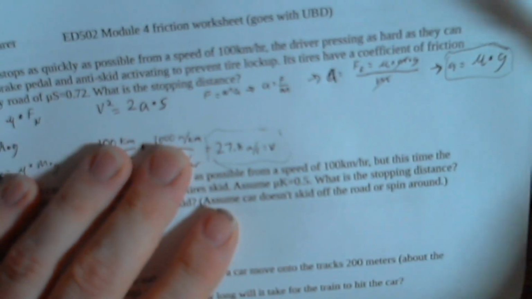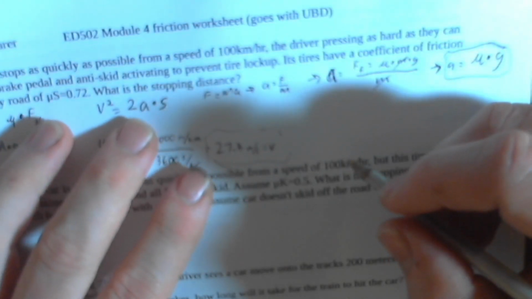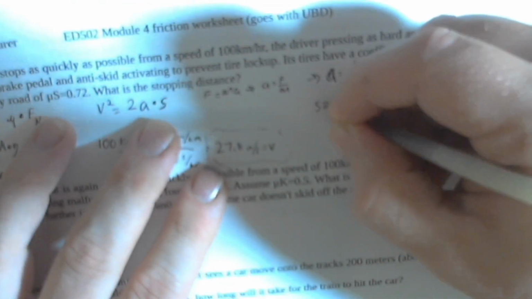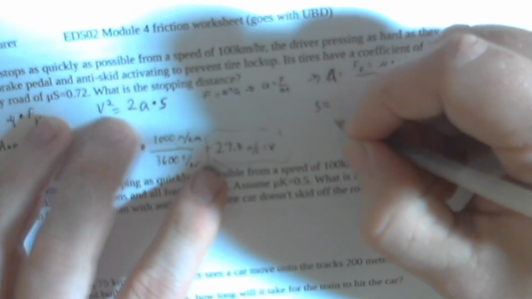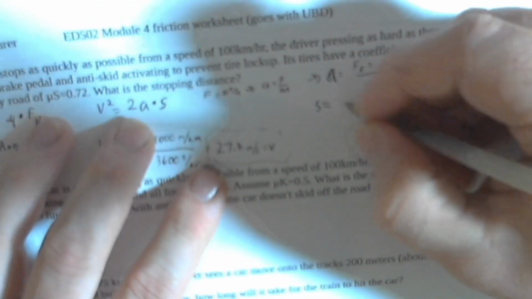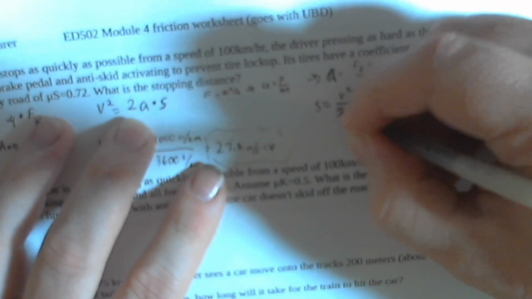Now we have our A and we have our V, so we can plug this in. We have V squared is equal to 2A times S. We can rearrange that to get S by itself: divide both sides by 2A. So S is equal to V squared over 2A. We can plug in our numbers.